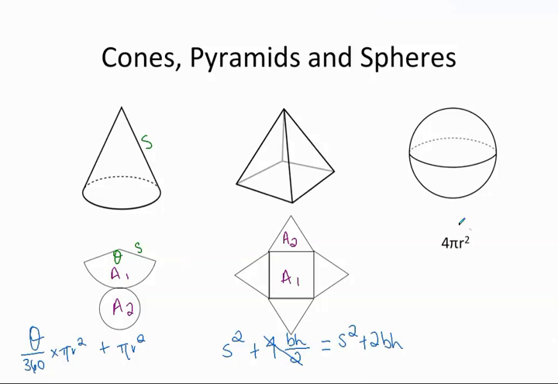I won't go into detail about how we work out the surface area of a sphere. You just need to know the formula, which is 4 pi r squared.